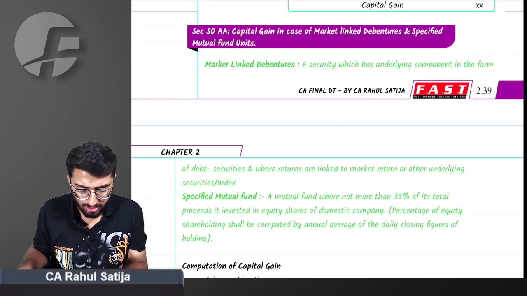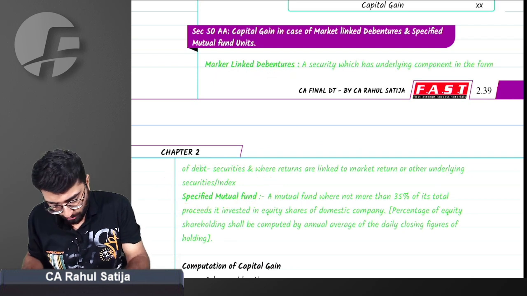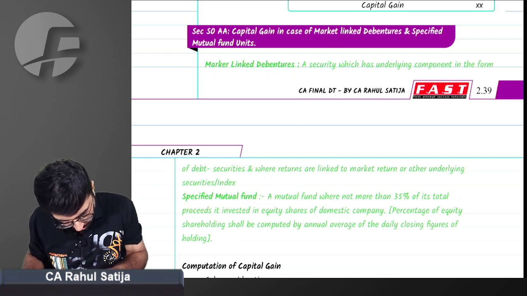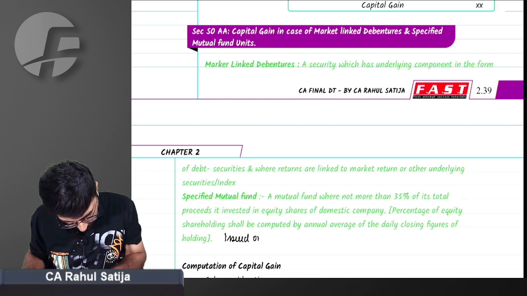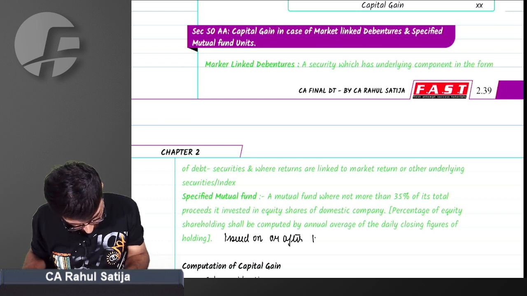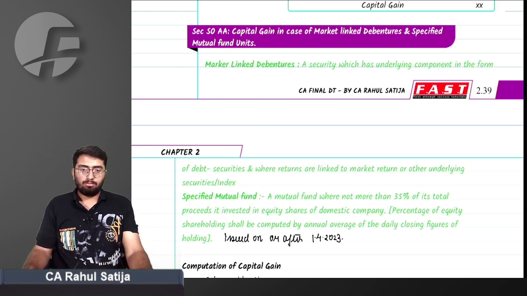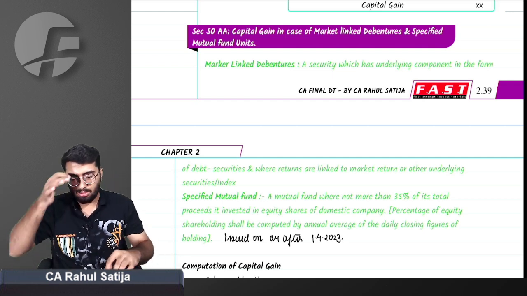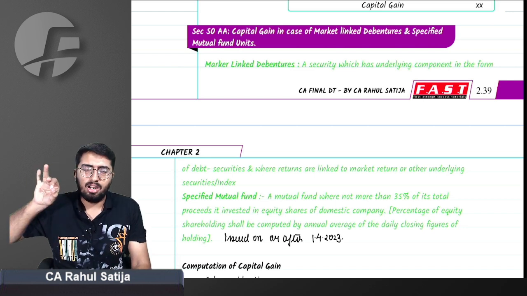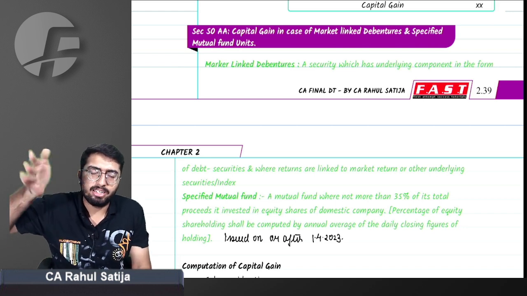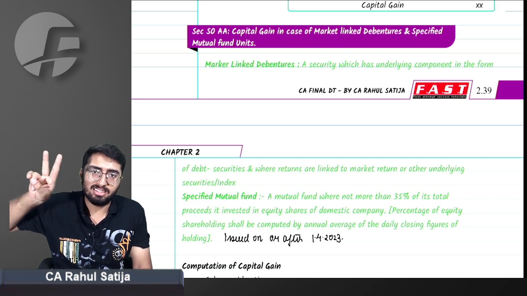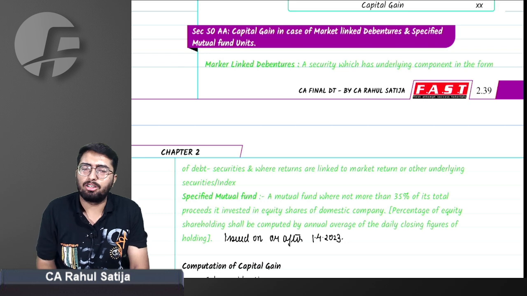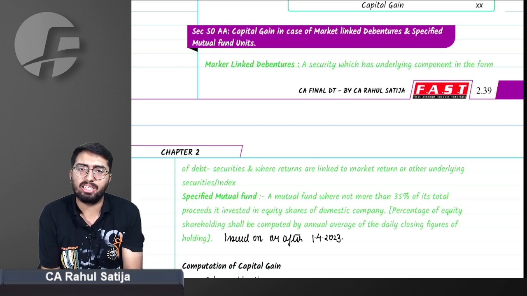There are two newly introduced concepts: market linked debentures and specified mutual funds. Write a point here. Sir, this provision is inserted to tax certain assets without indexation and to tax certain assets as always short term, irrespective of their period of holding. This section is being introduced for taxing such instruments.